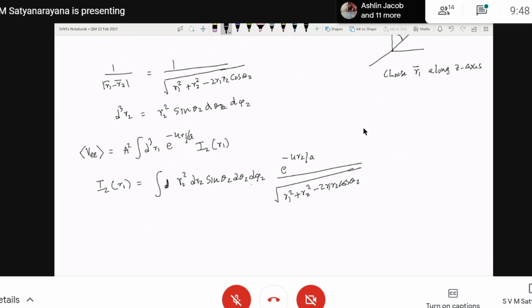Okay, for the d phi 2 integral, there is no phi 2 dependence, so this will become 2 pi. Now sin theta 2 d theta 2: you take cos theta 2 equal to x, and then sin theta 2 d theta 2 will become dx or minus dx. The limits from 0 to pi will become minus 1 to plus 1, and then do this integration, and after that perform the integration over dR. Then you get this integral over this one.